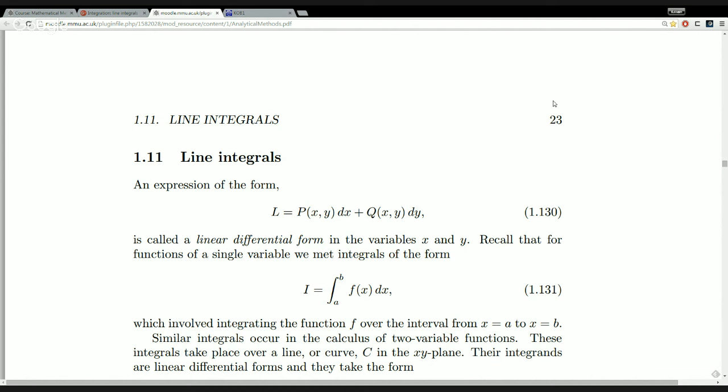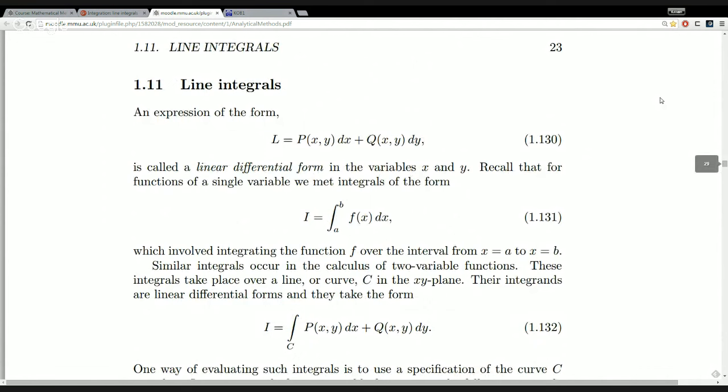Okay, so the first type of integral we're going to look at are called line integrals or path integrals, also sometimes called integrating the function over a curve. We're going to look at the two-dimensional case, so for functions of two variables. Because there are two variables, we can integrate with respect to x or with respect to y. X and y are the two basis directions for the domain.